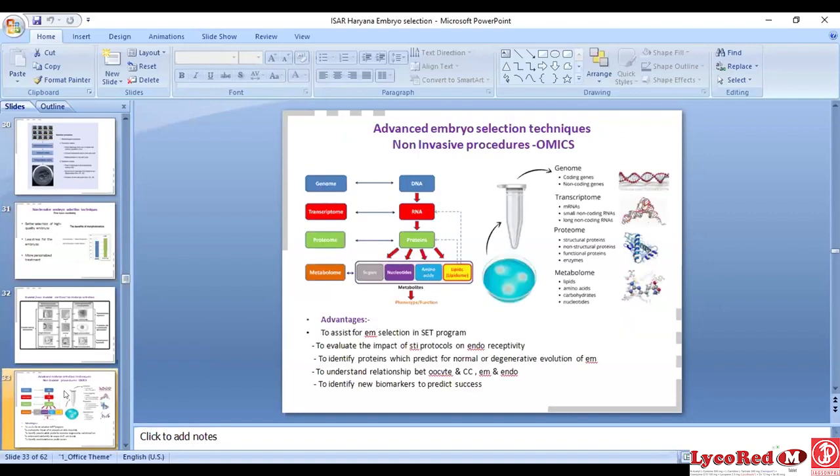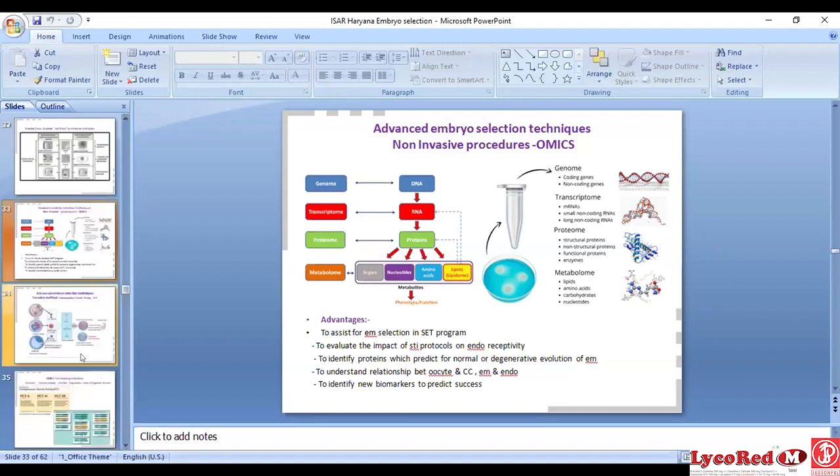Now, coming to another non-invasive procedure, which is omics, which has many advantages. We can check the DNA by the NGS technique, that is next generation sequencing. We can check the transcriptome by PCR, where we can check the RNAs. We can check the proteins, and we can check the metabolites like lipid, amino acid, and all that. And that is non-invasive because we are checking that from the spent media. So that can be useful to select the good quality embryo.